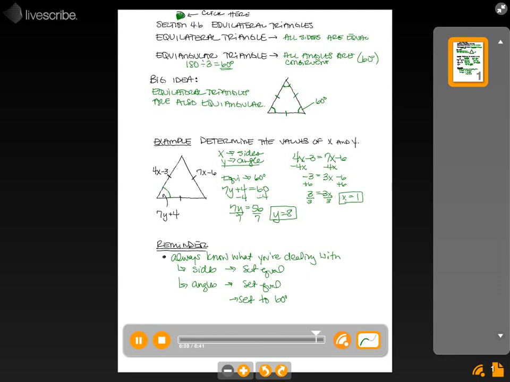And that's really the only two things you can do for an equilateral triangle. You can set them equal, or you can set it equal to 60. So there's not really getting any confused if you know what you're dealing with. Okay? Those are your notes for section 4.6 on equilateral triangles. If you have any questions, rewatch the video, see if anything gets cleared up. If not, bring your questions to class next time.